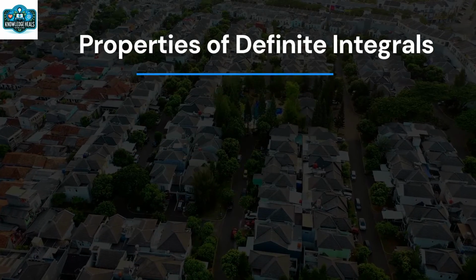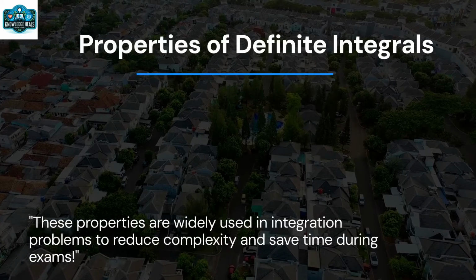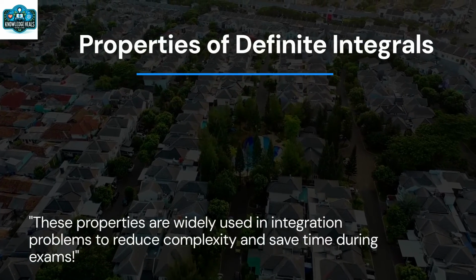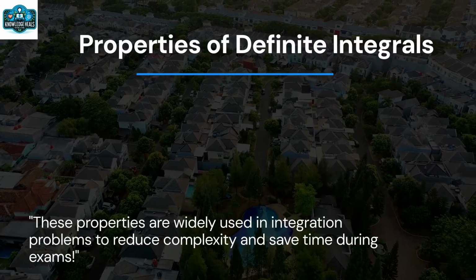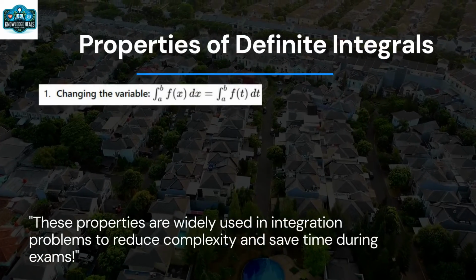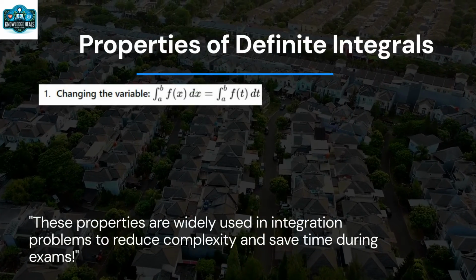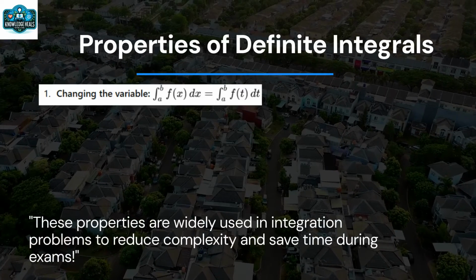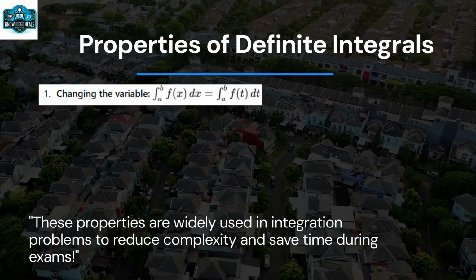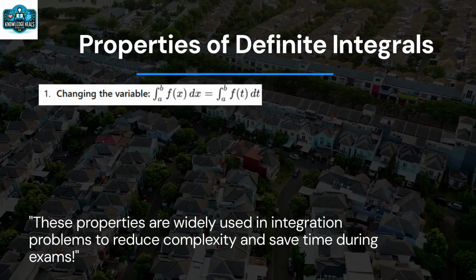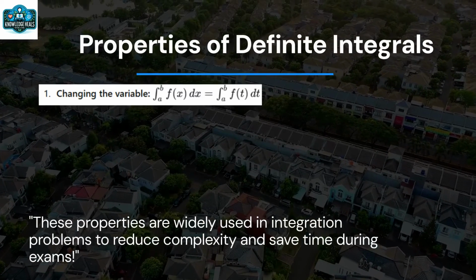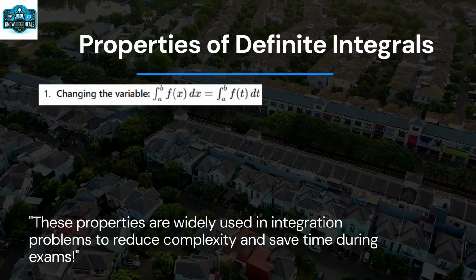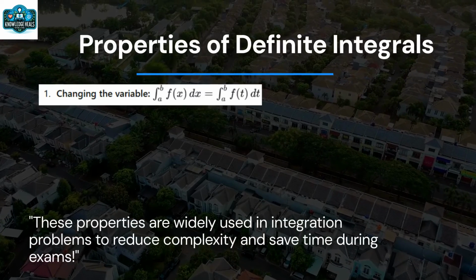Definite integrals have some important properties that help in solving problems more efficiently. These properties are particularly useful in JEE and board exams to simplify calculations. First is changing the variable, that is, integration of f of x into dx from a to b is equal to integration of f of t into dt from a to b. This property shows that the variable inside the integral does not affect the result, meaning the integral remains the same if we change x to another variable like t.